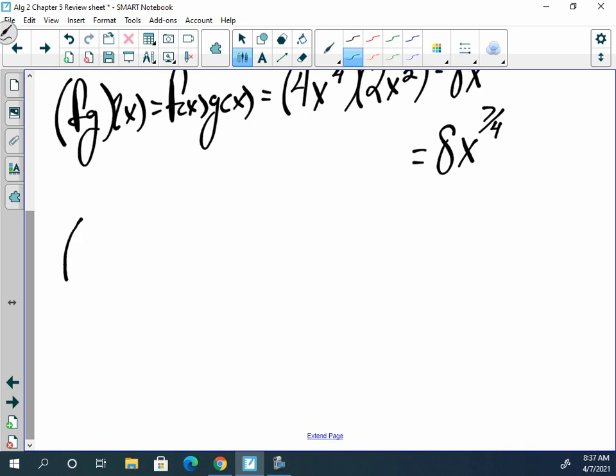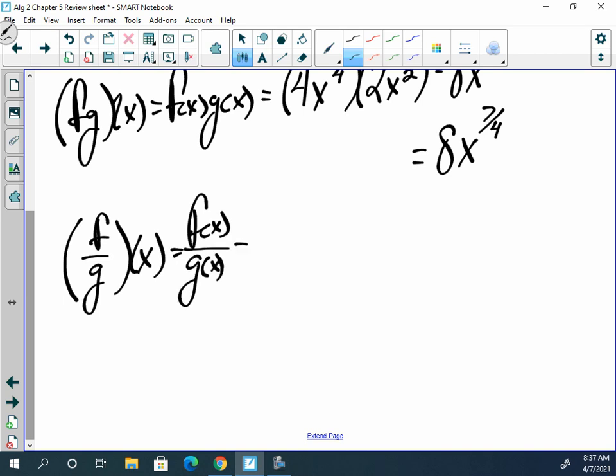And last but not least, we have division. F over g, f divided by g of x, which is just f of x divided by g of x. So f of x is 4x to the 5/4. G of x is 2x to the 1/2. So we'll focus on the numbers first. Can I do 4 divided by 2? Or would it simplify? It would simplify to 2.